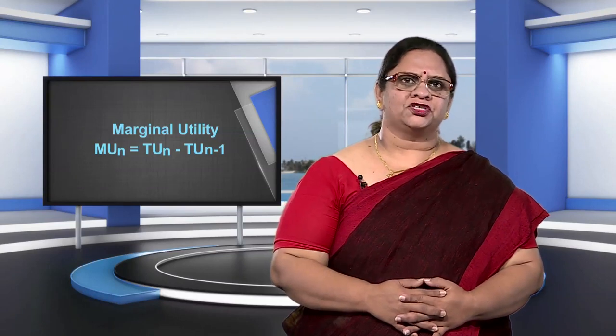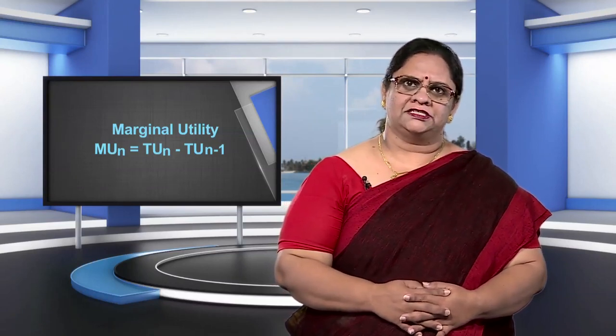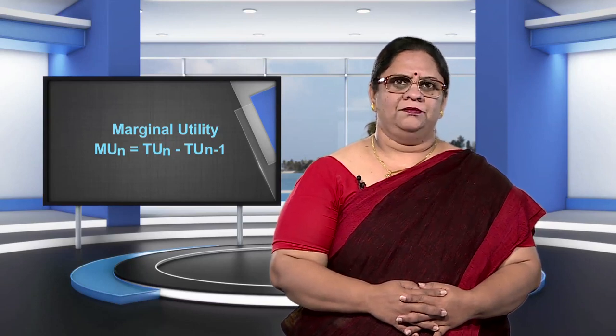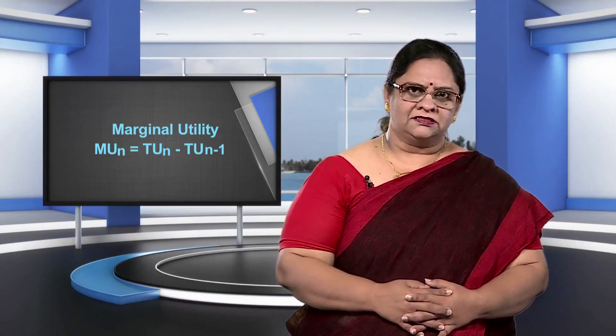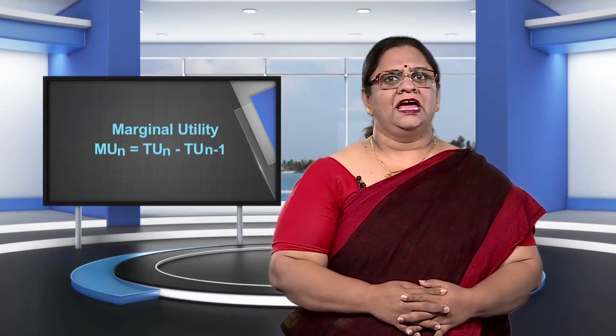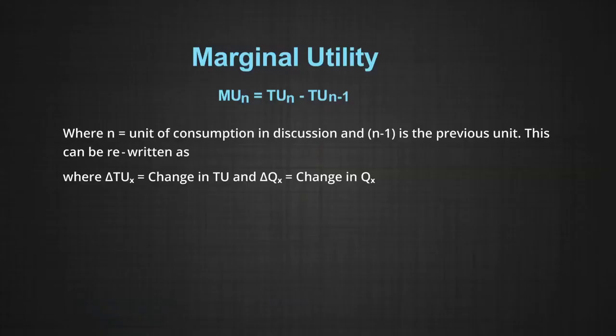We can state the relation between the total utility and marginal utility algebraically as follows. Marginal utility is the difference between total utility of the nth unit minus the total utility of the n minus 1th unit. Here, n is the unit of consumption under discussion and n minus 1 is the previous unit. This can also be rewritten as marginal utility is the change in total utility divided by the change in quantity, which is Qx. Let us try an example.